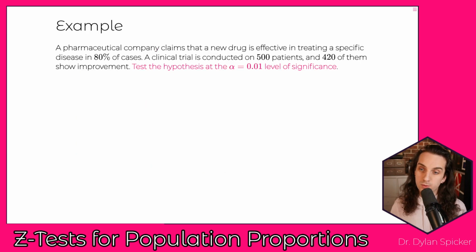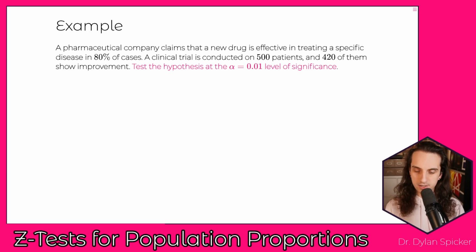It's worth taking a look at a couple of examples here, to make sure that this Z test for proportions makes some level of sense. So here we're dealing with a pharmaceutical company. They claim that their new drug is effective in treating a specific disease in 80% of cases. A clinical trial is conducted on 500 patients, and 420 of them show improvement. We want to test the hypothesis at the 0.01 level of significance here.